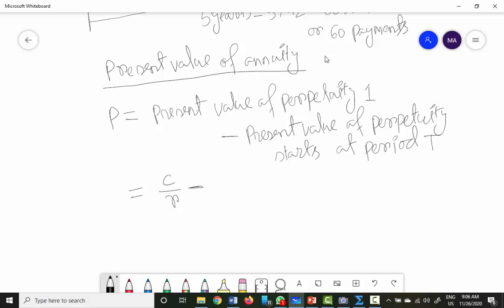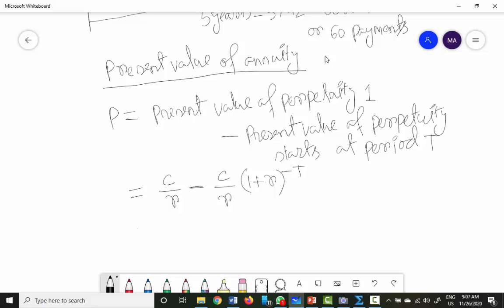We will have another perpetuity, and this perpetuity will start at period T. That means we will get the value of this perpetuity at period T. But we need to bring that value to today. We already know this is the amount you will get at period T, so to bring it to today, you need to find the present value of that amount.